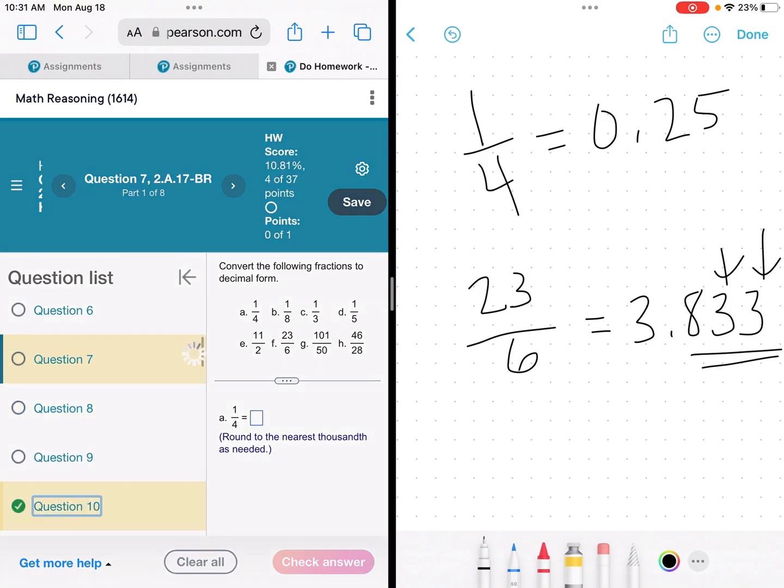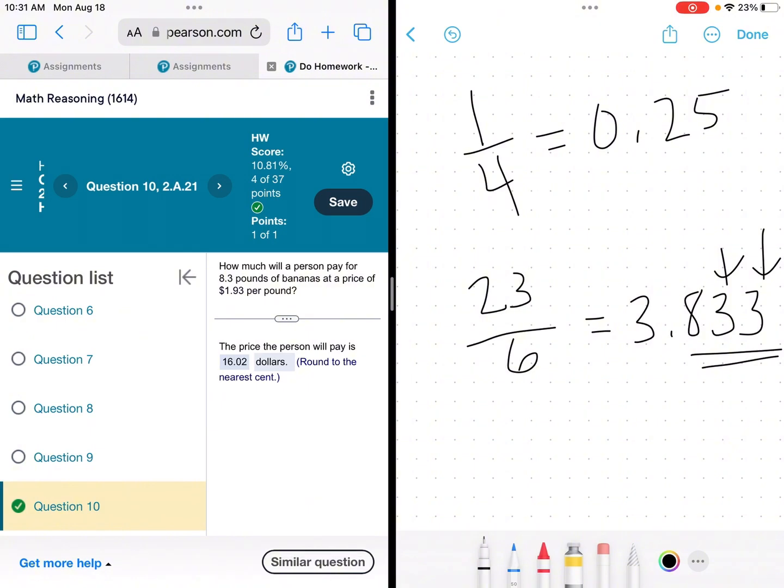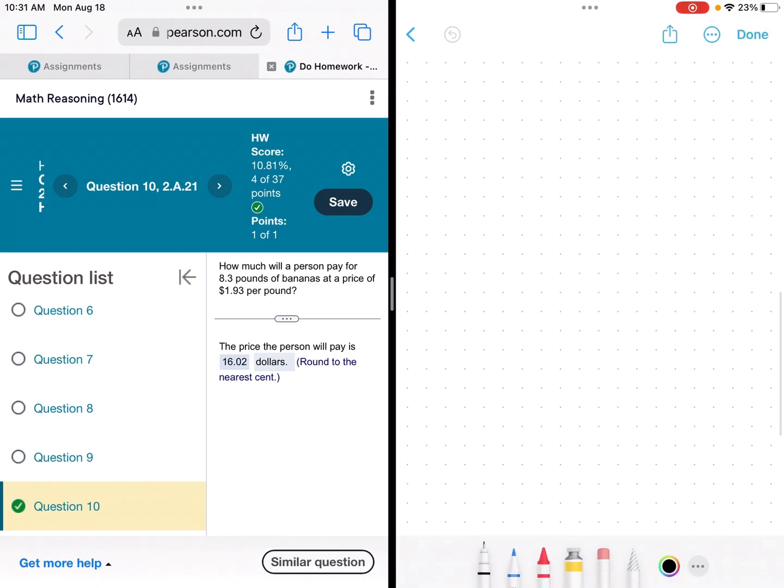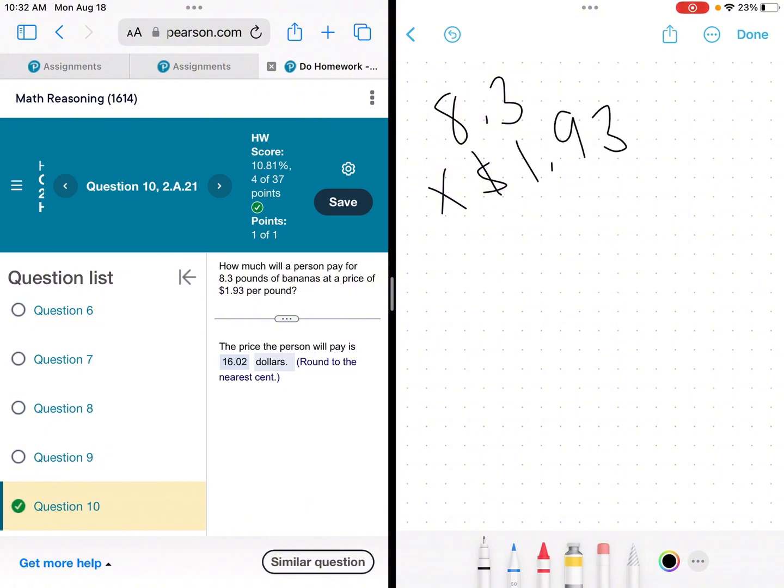But take a look at that and round it how they want you to. All right, going on to question 10. This one, you're looking at the amount you're going to pay for 8.3 pounds of bananas at $1.93 a pound. So you're taking your pounds, which is 8.3, and multiplying that by the cost per pound. That gets you the answer on this one at $16.02. Here's my decimal.